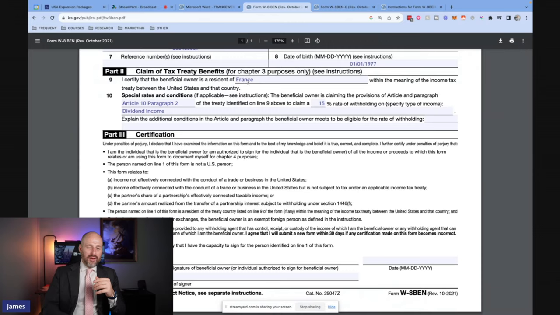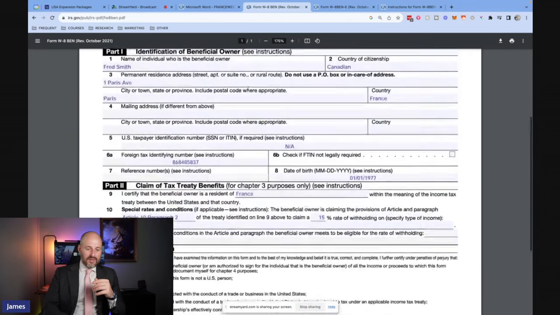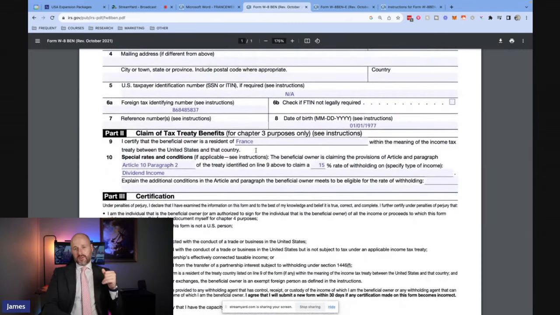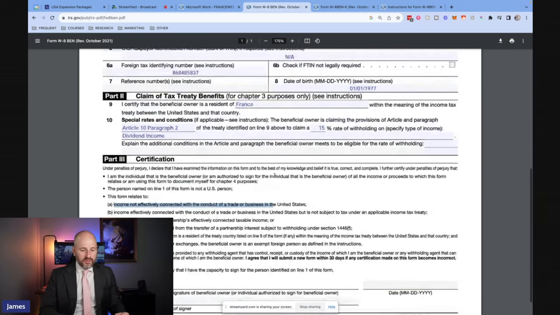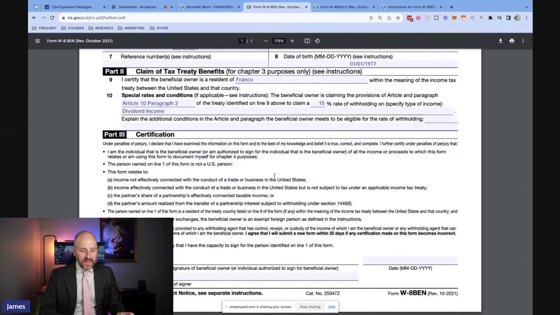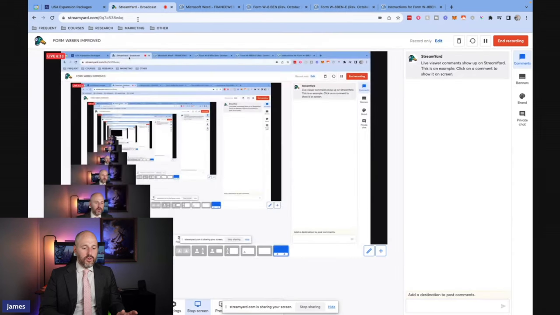Okay. So after you fill out this, which again is just basic info and then maybe a treaty position, you just sign it. And you're basically certifying that, this is a big one, this form relates to income not effectively connected with a U.S. trader business. So if this is not connected with a U.S. trader business, you're signing the right form. If you have questions, check out the instructions and you can go through there or comment below.